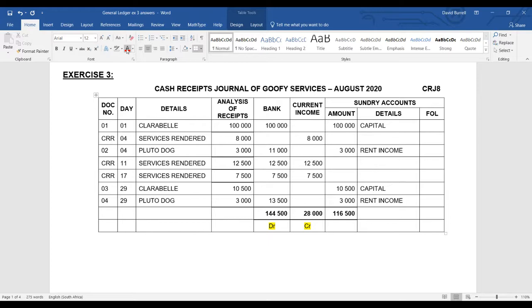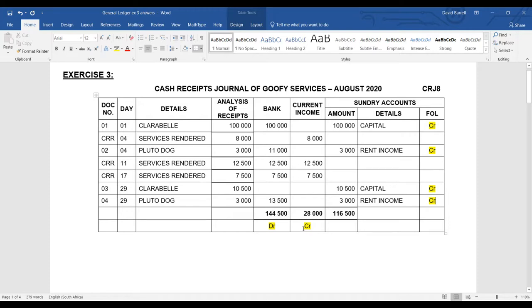Now, let's just go over here to the sundry column. And these are other accounts, so we would have to credit all of those as well. So credit capital, credit rent income. So the only one we debited was bank. Every other account here was credited. So let's just highlight those so they kind of stand out a little bit. So debit bank, credit all of the others.